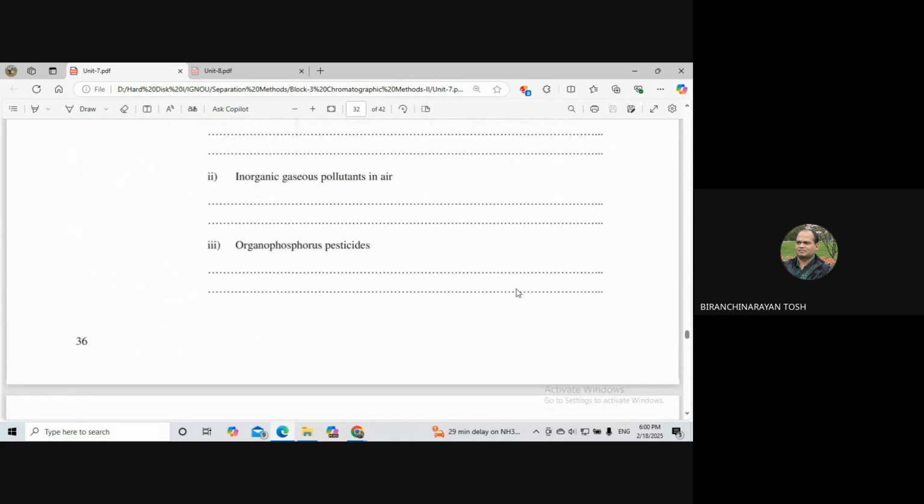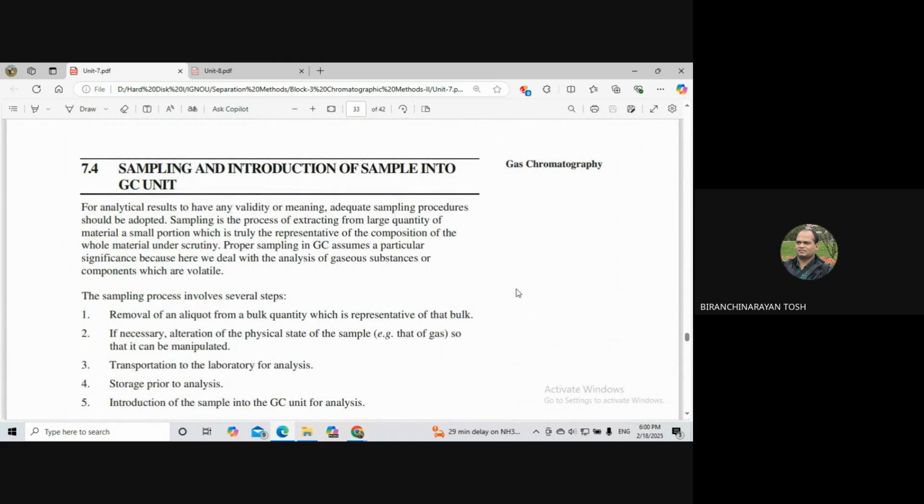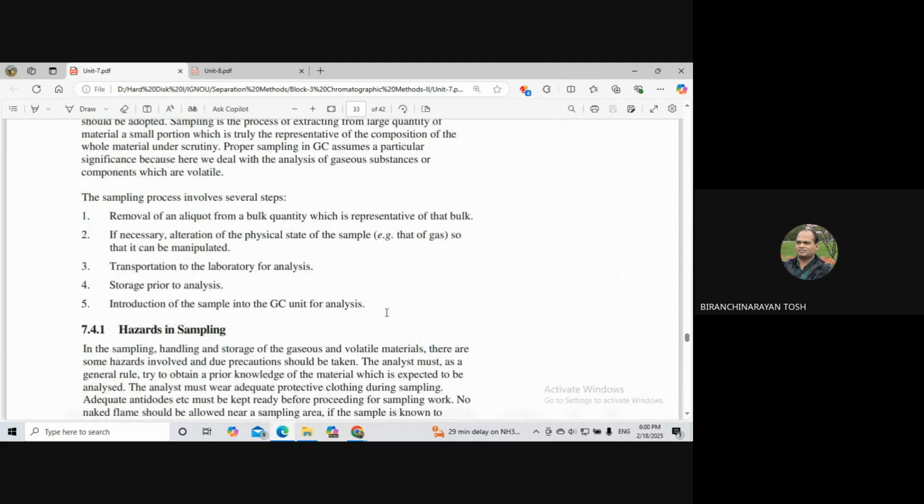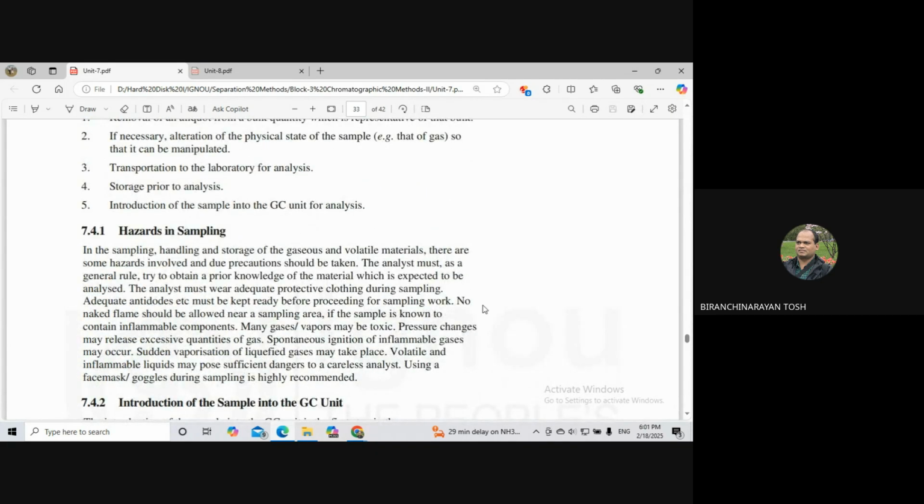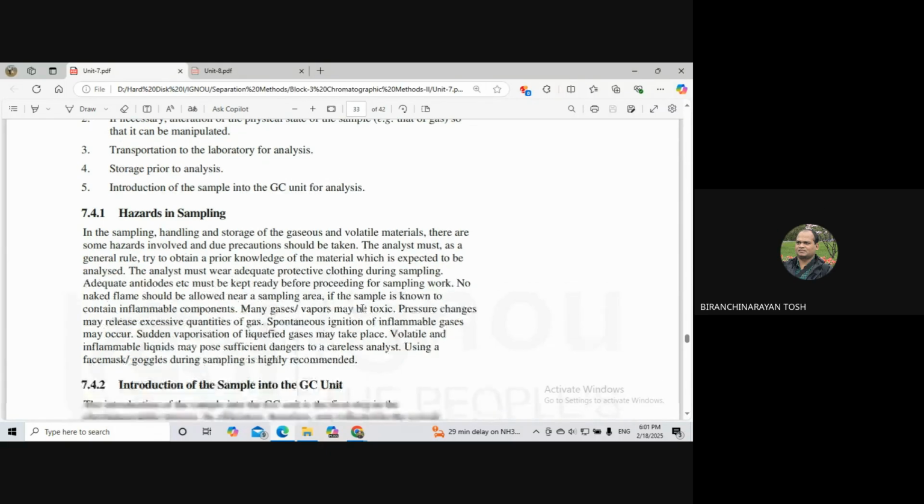Then the sampling part: sampling and introduction of the sample into the gas chromatograph unit. The sampling process involves these steps: removal of an aliquot from a bulk quantity which is representative of that bulk; if necessary, alteration of the physical state of the sample, that is to a gas, so that it can be manipulated; transportation to the laboratory for analysis; storage prior to analysis; then introduction of the sample into the GC unit for analysis. Hazards in sampling: hazardous chemicals should be handled carefully.